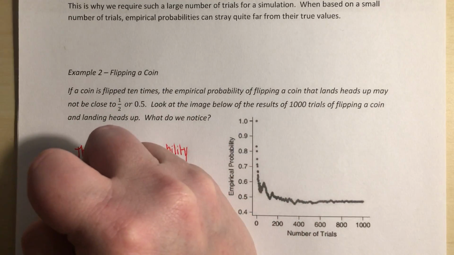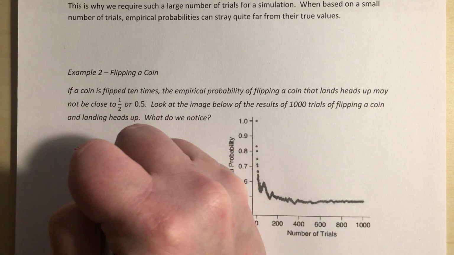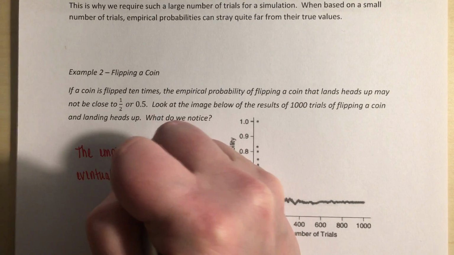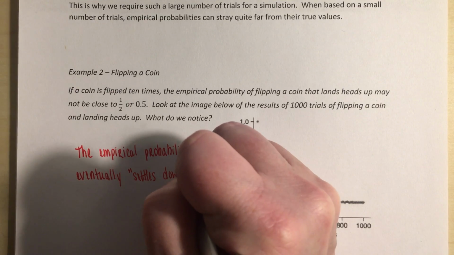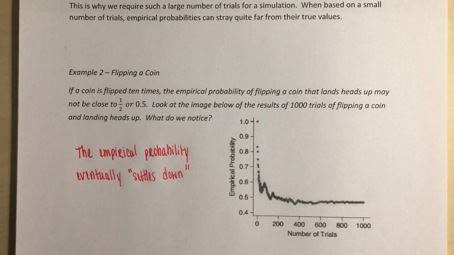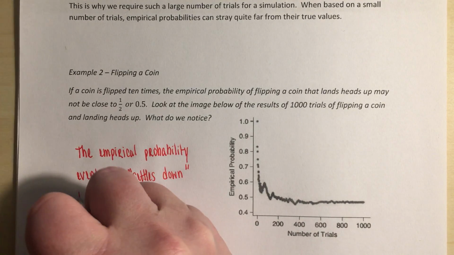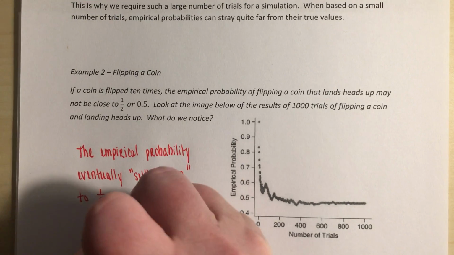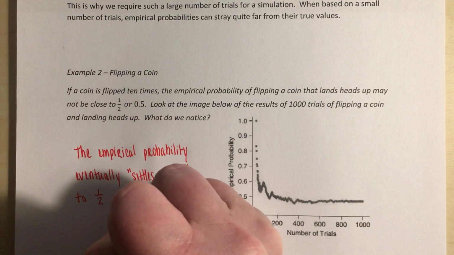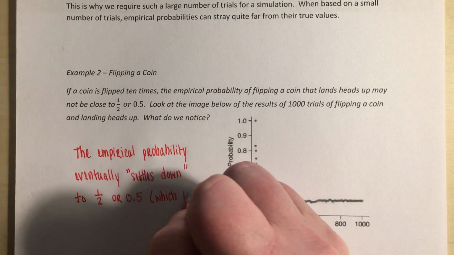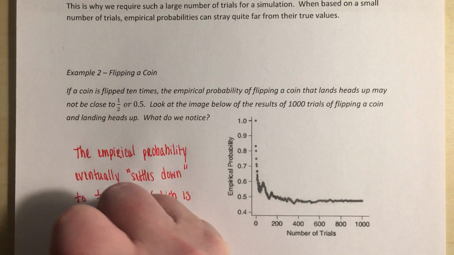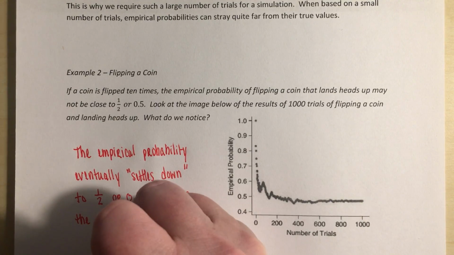eventually settles down, not necessarily a mathematical term, but we kind of understand what it means. We end up with a nice smoother line to 1 out of 2 or 0.5, which is the theoretical probability.